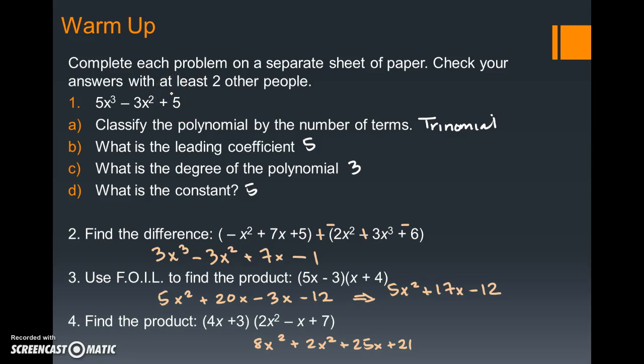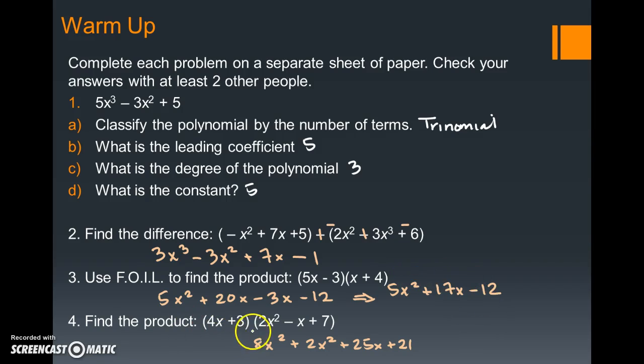Find the difference. So first thing I did was add the opposite. So I changed all these signs and then I combined my like terms, starting with the highest degree, which is 3x cubed. Combining the x squared terms, I get negative 3x squared plus 7x minus 1. Using FOIL, first, outer, inner, last, and then I combine my like terms, and this is my result.